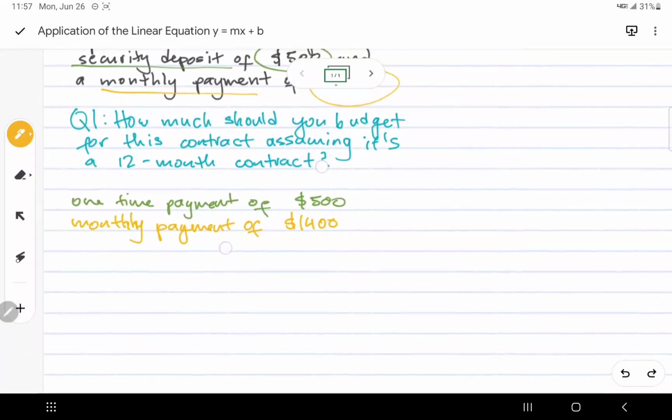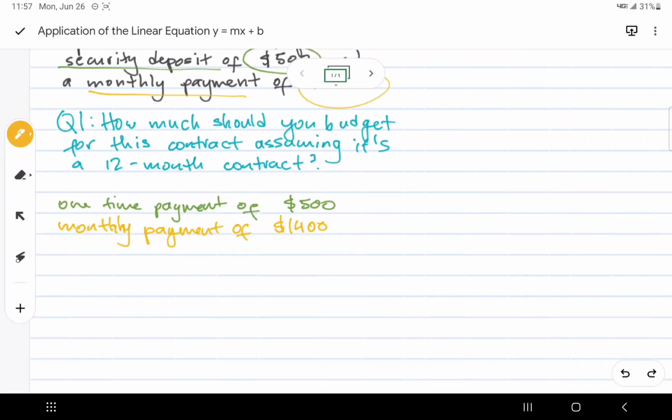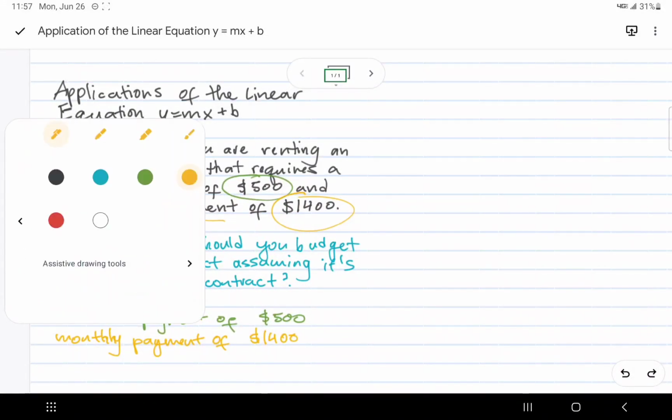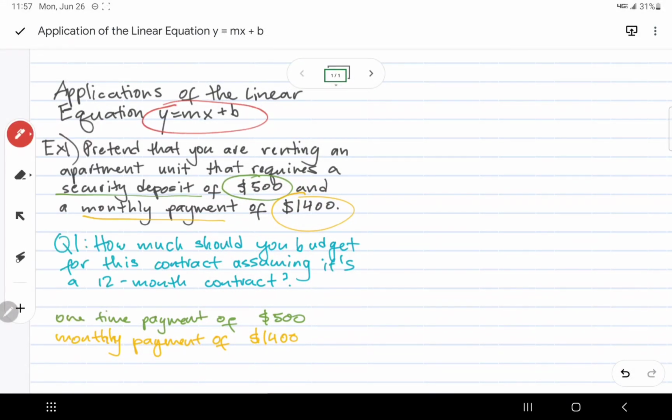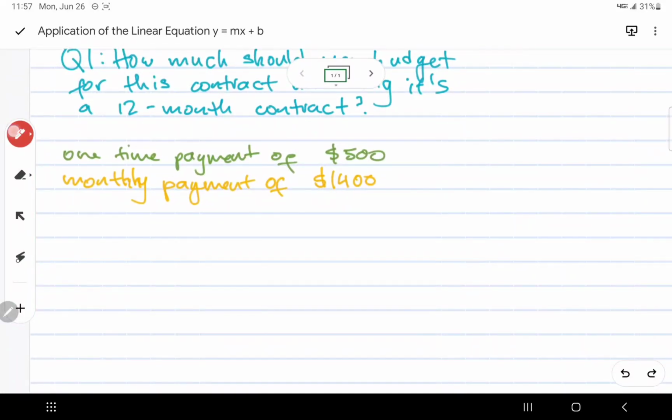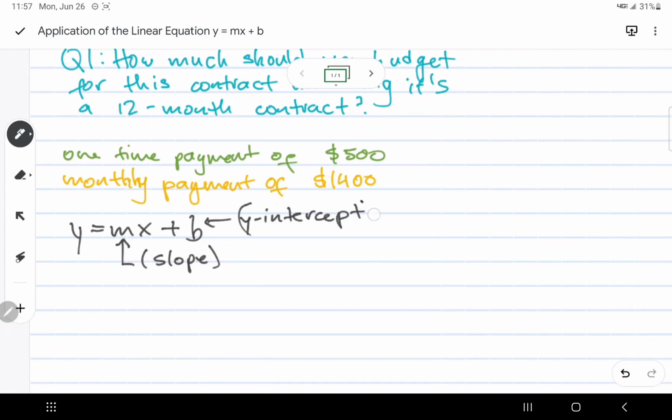So here is what we are going to do to answer question number 1. So to repeat, how much should you budget for this contract, assuming it's a 12-month contract? So this is how we are going to use this equation up here into this problem. So we will bring it down. So we know that y equals mx plus b. And now that I think about it, think of this m as the monthly payment, but normally it is called the slope. Okay, and b is the y-intercept or the one-time payment.